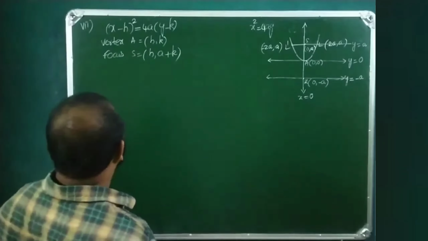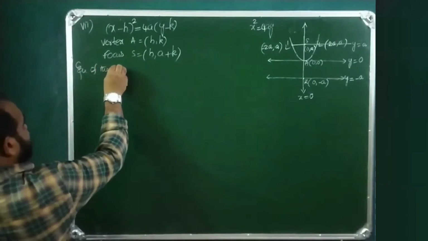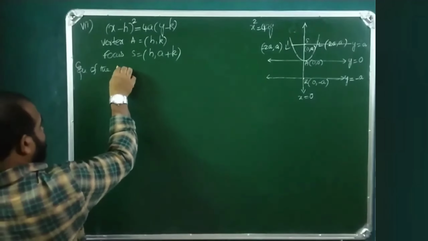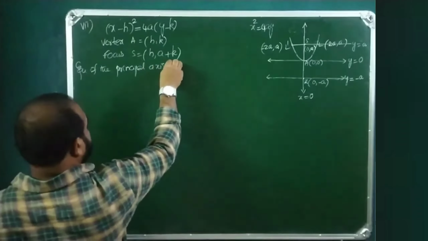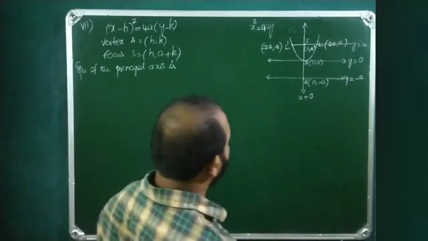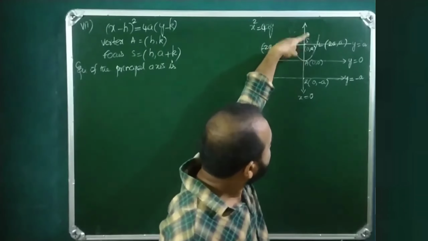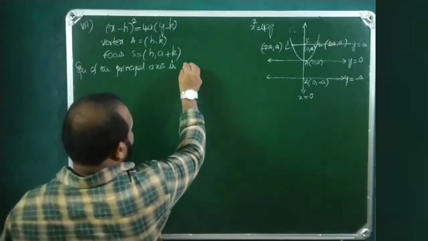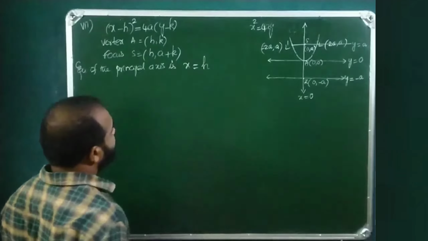And the equation of the axis, or principal axis. What is the equation of the axis? This is the y-axis, so the y-axis equation is x equals 0. So here x equals 0 plus h, that is, x equals h.